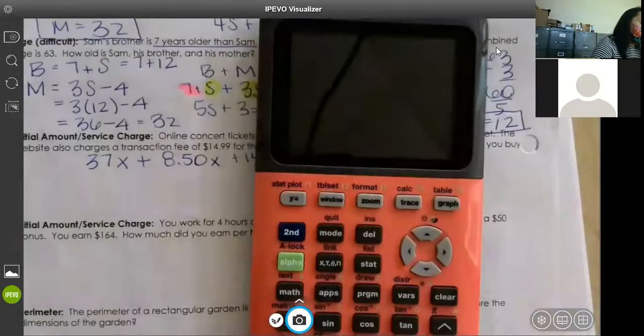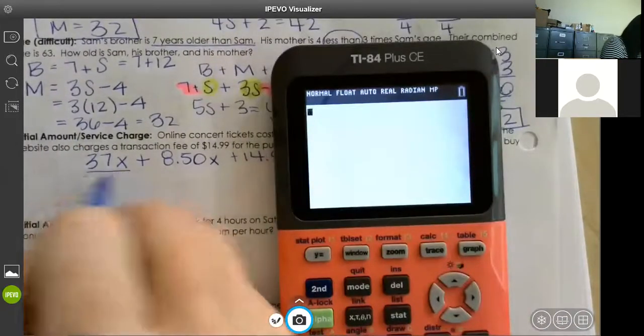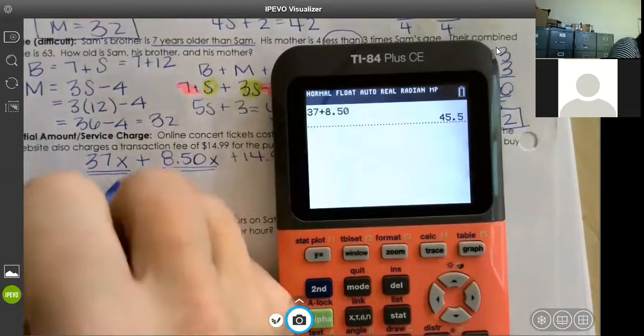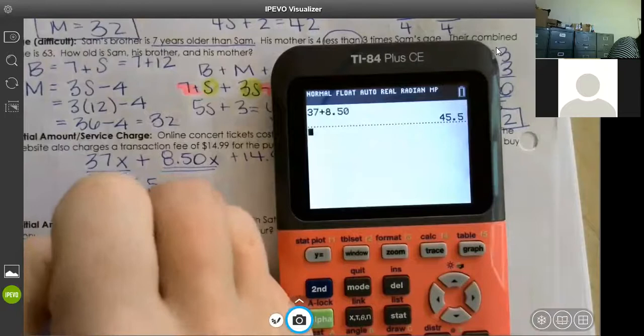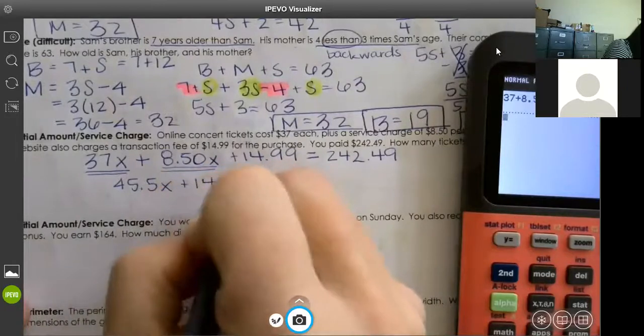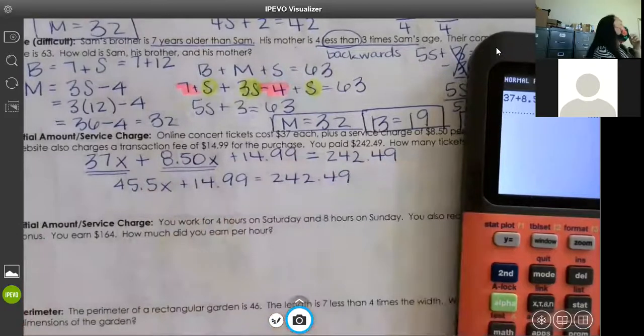All right, so I'm going to use mine up here so you guys can see it. We have 2 X's here. We have 37X and 8.50X. So I'm going to add those up, 37 plus 8.50, gives me 45.5X plus 14.99 equals 242.49. They would not give you this question on the calculator inactive. It's too much craziness, okay? So this would be a calculator active question. It's got decimals, but treat it just like you would anything else.